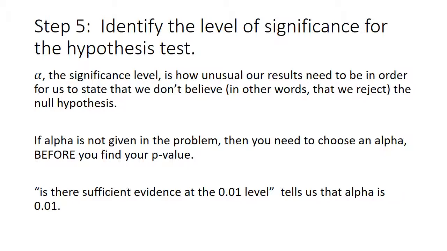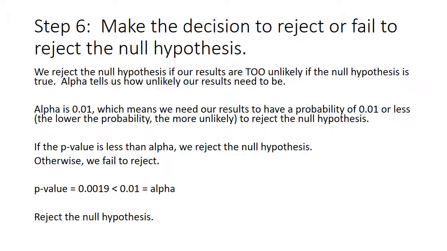So, we are told in our problem, is there sufficient evidence at the 0.01 level? That tells us that alpha is 0.01. That means we need a probability of 0.01 or less before we say our results are too unusual to think the null hypothesis is okay. And remember that 0.01 is 1%. Based on our alpha and our p-value, we either reject or fail to reject the null hypothesis.